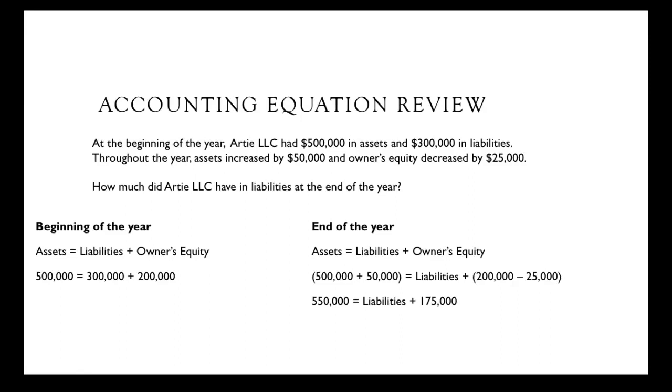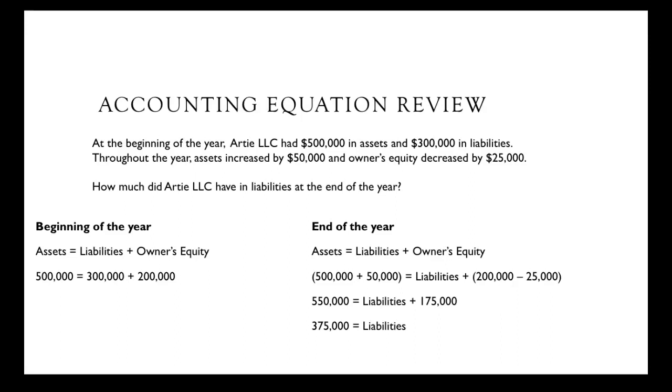And then we find out that our assets will be $550,000. That's going to equal our liabilities plus our owner's equity of $175,000. Our next step is similar to what we did when we were setting up our beginning of the year accounting equation. Well, what we want to do is subtract the 175 from each side. And that will tell us that our liabilities will be $375,000.